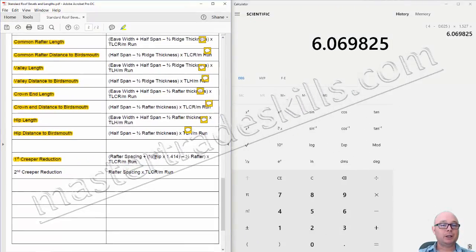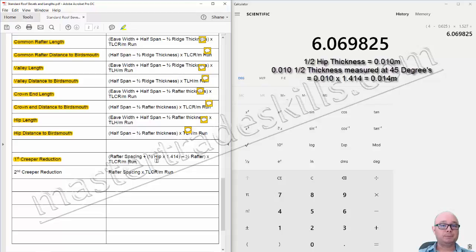We haven't determined the half thickness of the hip yet, but as I said before, ridges and hips for this scenario were going to be 20 millimetres. So half the hip would be half of 20, so 20 divided by 2, which would give us a half thickness of hip of 10 millimetres. And we multiply that by 1.414 because the line that we're measuring along is at a 45-degree angle to the half hip thickness. So we need to find out what the length of that is by multiplying it by 1.414.